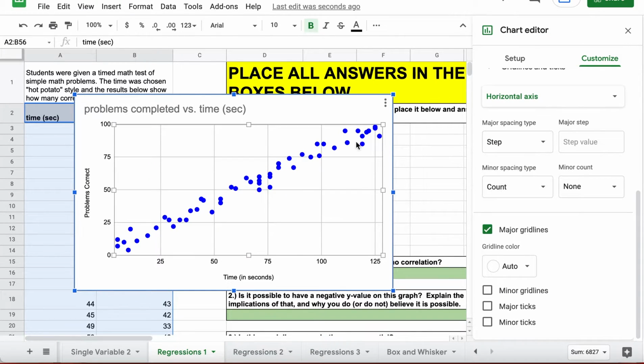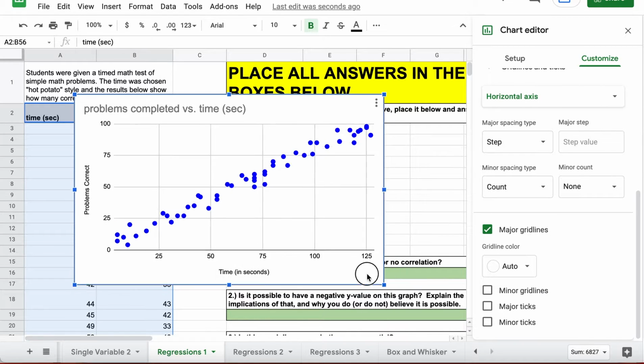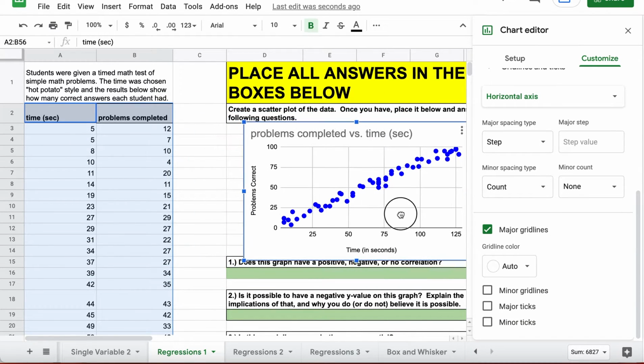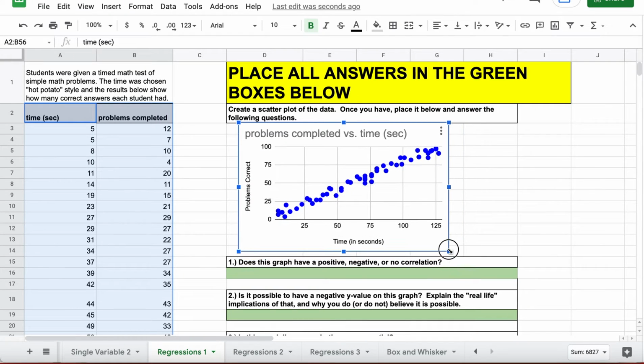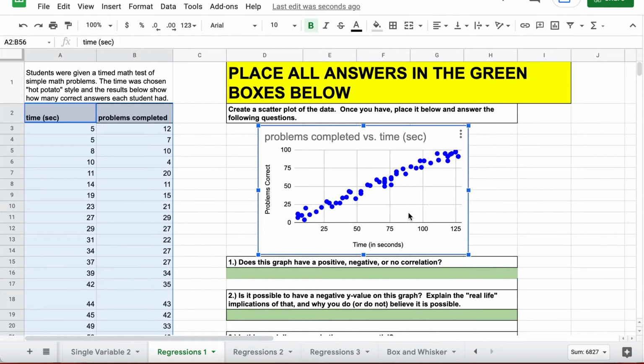Once you've got your chart the way you want it, I just want you to make it small enough that it will fit in this space for me so I'm able to see it as you're working, because not everybody's chart will be the same.